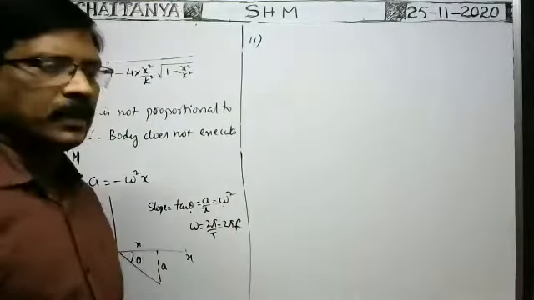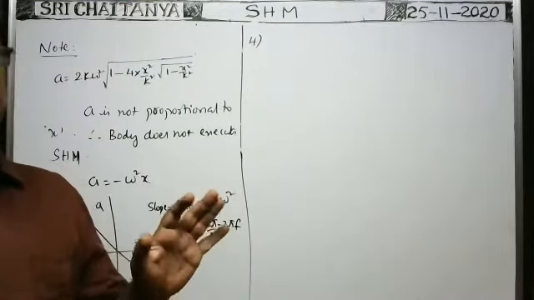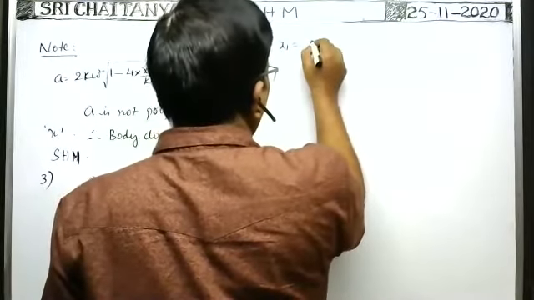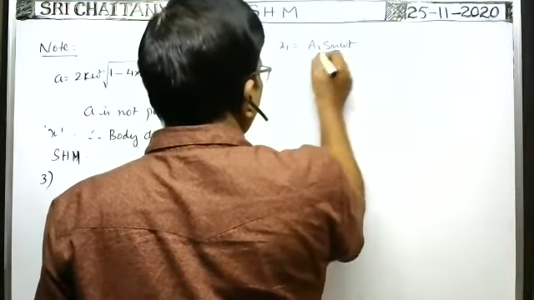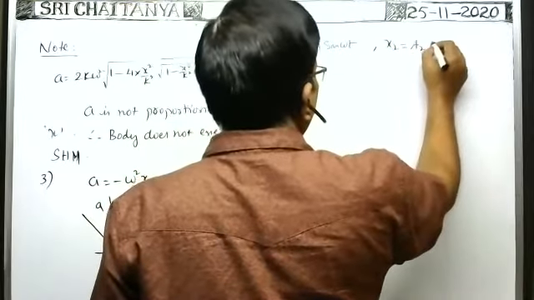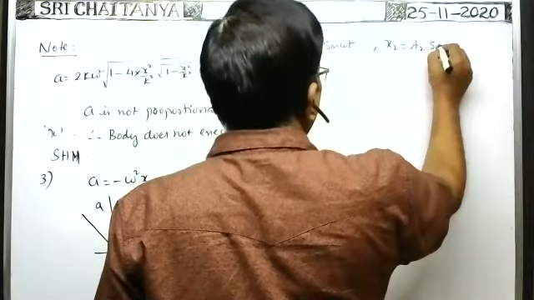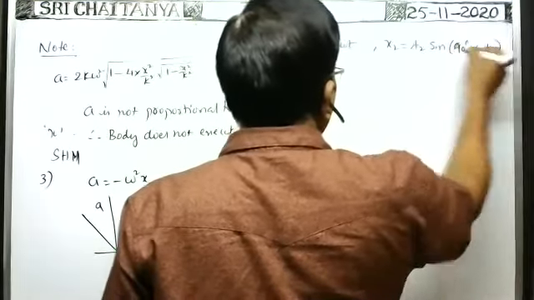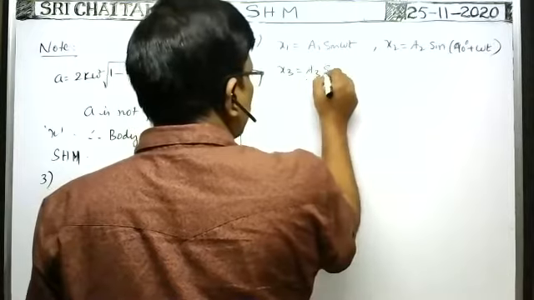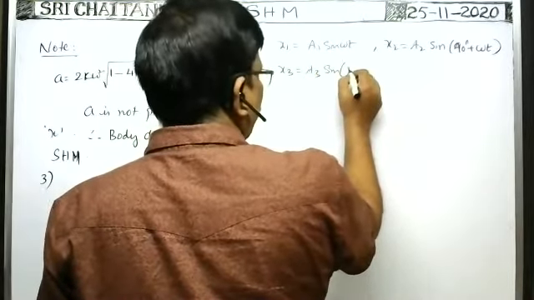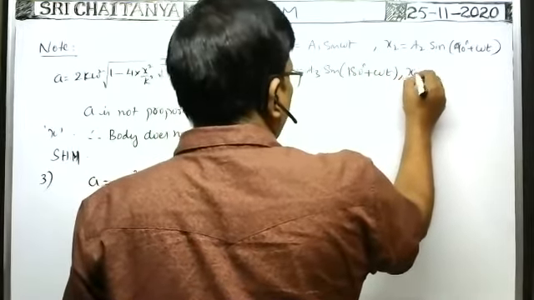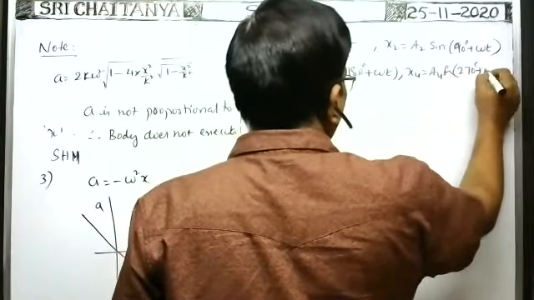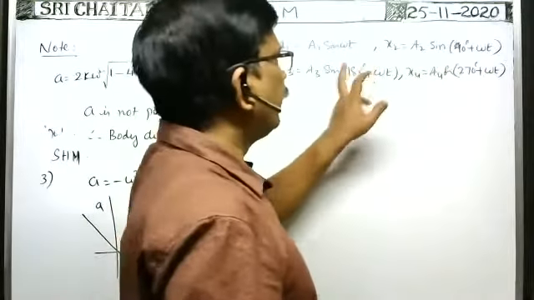Next, fourth one. Suppose there are 4 simple harmonic oscillations represented by the equations x1 is equal to a1 sine omega t, x2 is equal to a2 sine of pi by 2, that is 90, plus omega t, x3 is equal to a3 into sine of 180 plus omega t, and x4 is equal to a4 into sine of 270 degrees plus omega t.